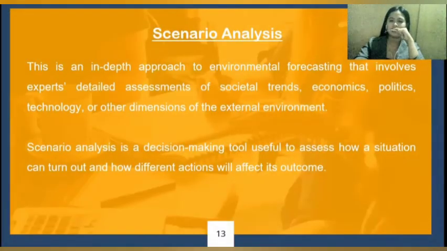Now we have here the scenario analysis. Scenario analysis is a way of predicting future values based on certain potential events. This is primarily used to evaluate the pros and cons of organizational decisions.